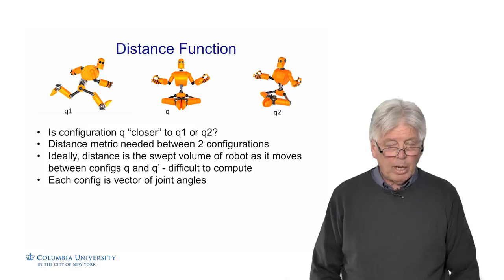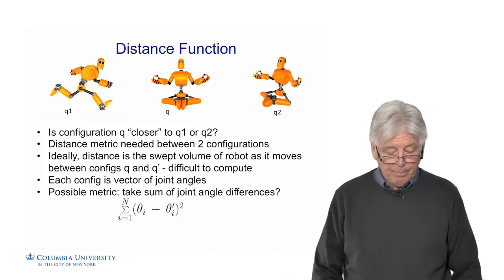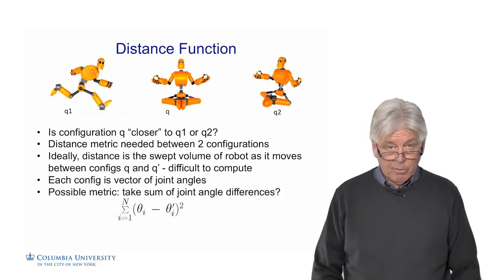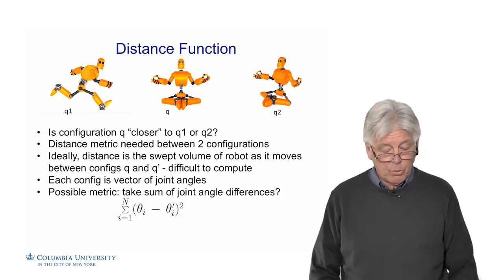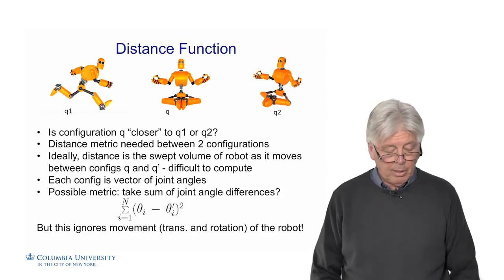So what can we do? Well, each configuration is a vector of joint angles. And one possible metric is just to take the sum of the joint angle differences. So for this 20, 30 degree of freedom robot, we just say, what are the differences in the joint angles, sum up, and take the squared difference, and that's the metric. Well, it doesn't really work well.